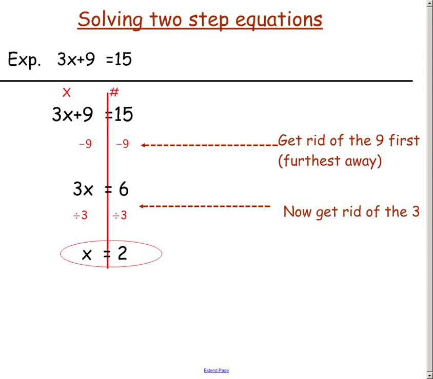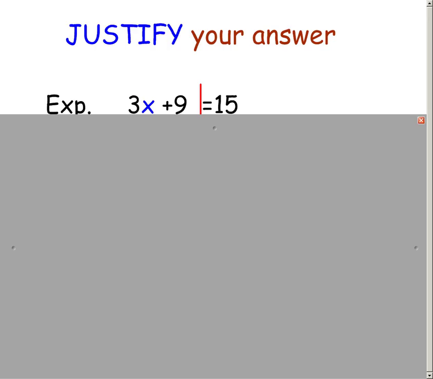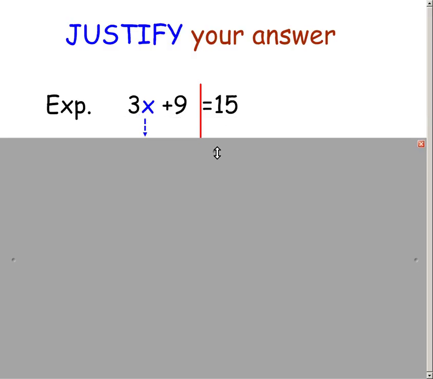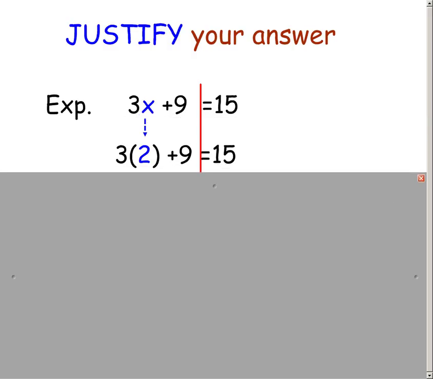I'm still not done though. I have to make sure that my answer is correct. Whenever you're solving an equation, you have to justify your answer. So always start back with the original equation, 3x + 9 = 15. This time I'm going to replace the x with the 2 that we found as the answer.